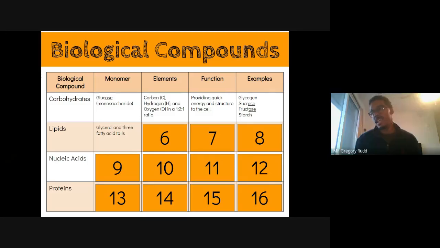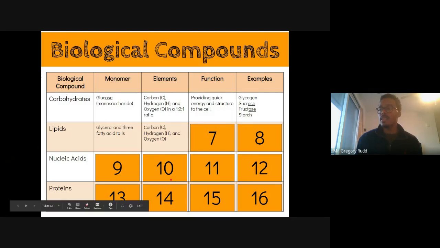CHO, excuse me. Same elements, but they do not appear in that ratio. Okay, so we've got these same 3 elements, carbon, hydrogen, and oxygen, appearing in all 4 of our biological compounds. But as we will see in the next 2, in nucleic acids and in proteins, we have some additional elements as well. What do lipids do for living organisms?